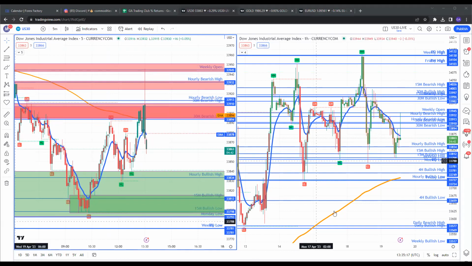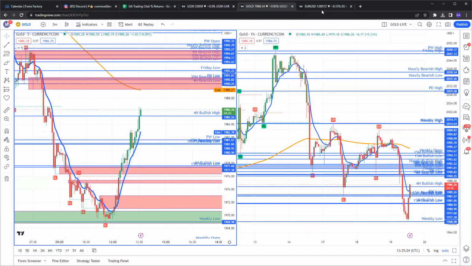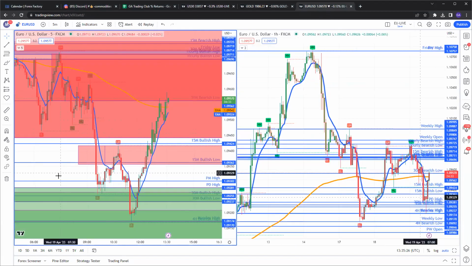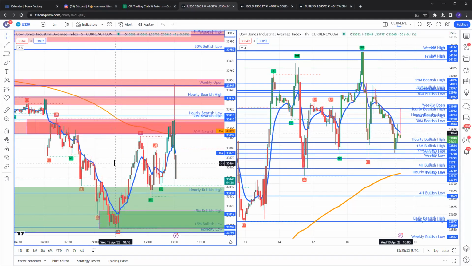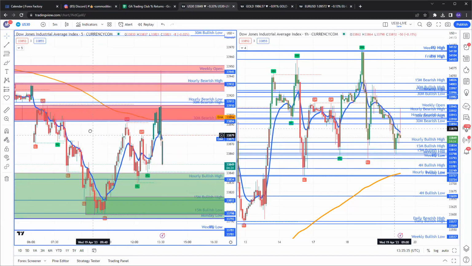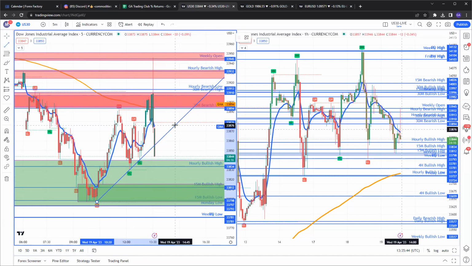Today is April the 19th, and as usual, we'll be going over analysis for US 30, gold, and EU. Yesterday we were able to take a trade on US 30 that went ahead and hit full TP. That was the only trade we took yesterday. Yesterday I didn't have any markups, but today I do have markups. So let's start off with US 30.